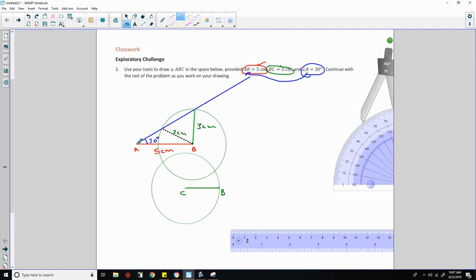Putting my protractor on A and drawing a line at 30 degrees was easy. But then I had to draw a segment 3 centimeters long, get a compass, measure it, put that compass at this point here, draw a circle, and then realize that there were two locations on the blue ray that would create a triangle with sides 5 and 3 with a non-included angle of 30 degrees.